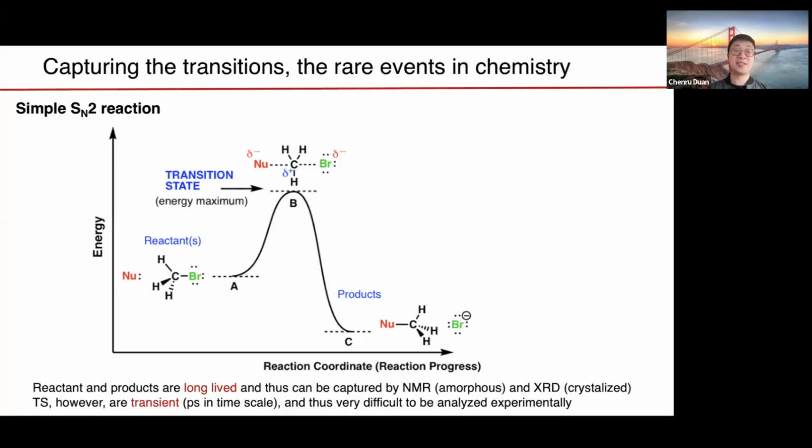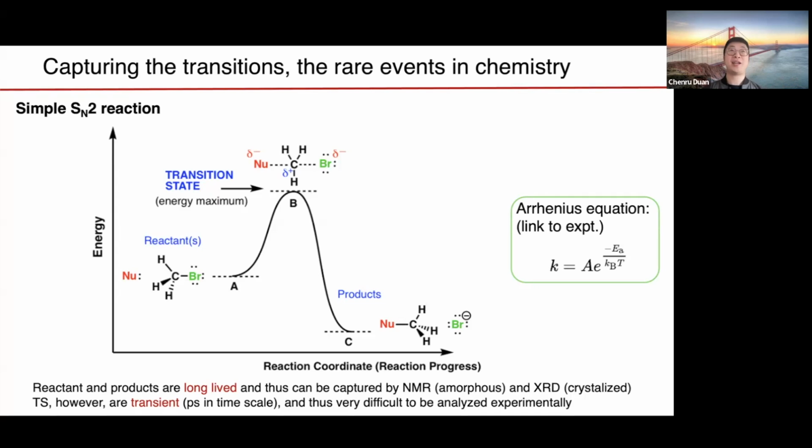But for transition states, since they lie at the highest energy point along the reaction pathway, they're really transient, meaning they're picoseconds or even femtoseconds in the time scale, which makes them very difficult to characterize and analyze experimentally. That's why those structures, especially the energy difference between transition states and the reactants and products, are really important, as the rate at which the reaction happens is connected by these energy barriers through the Arrhenius equation shown over here. Basically, it's an exponential dependency.